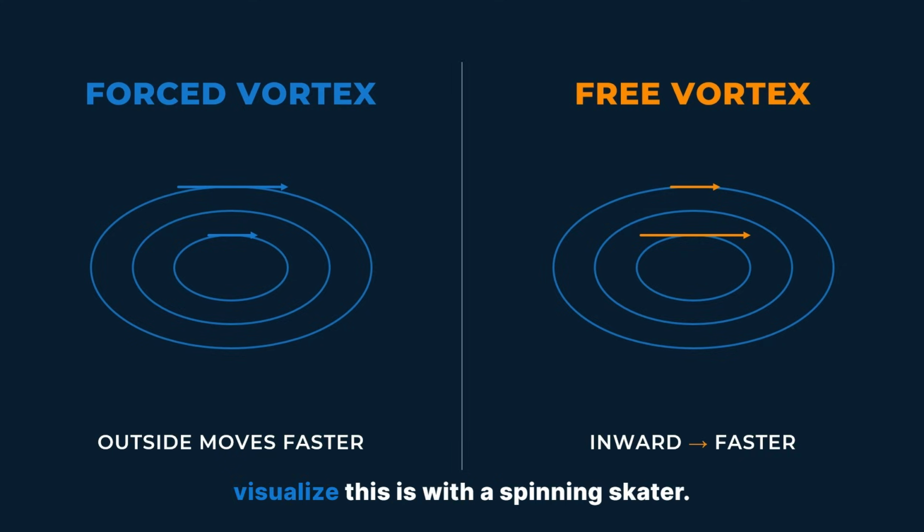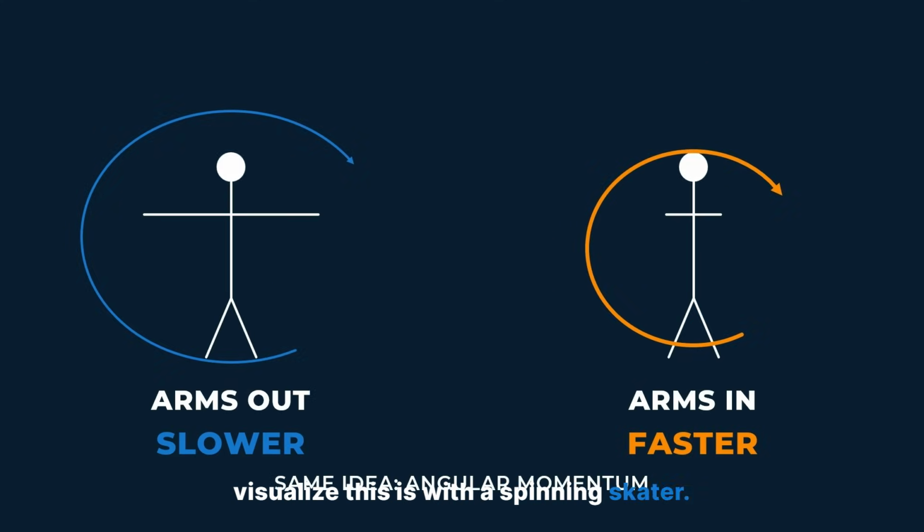A simple way to visualize this is with a spinning skater. When the arms are extended, the rotation is relatively slow. When the arms move closer to the body, the rotation becomes faster. The water in a pump intake is obviously not a skater. But the same angular momentum idea helps us understand why rotating water can speed up as it moves toward the center.